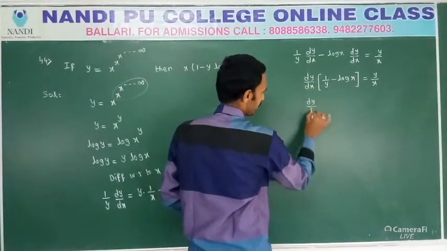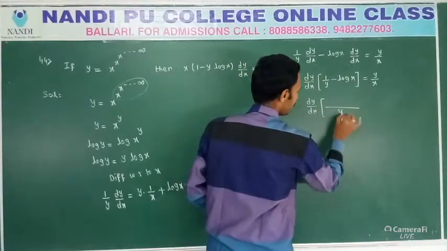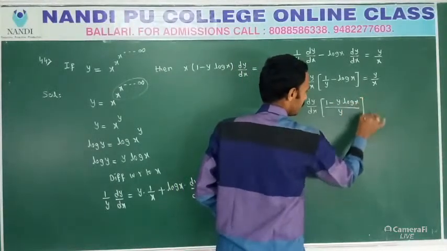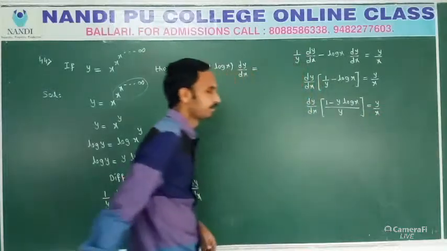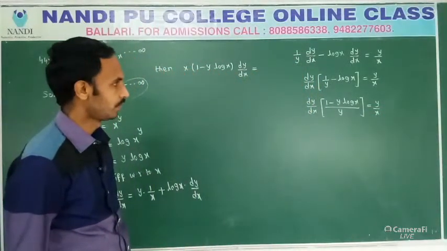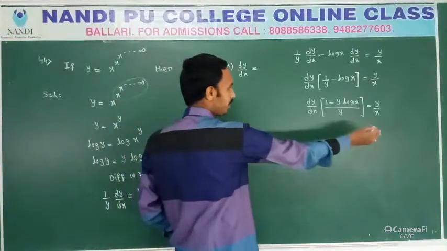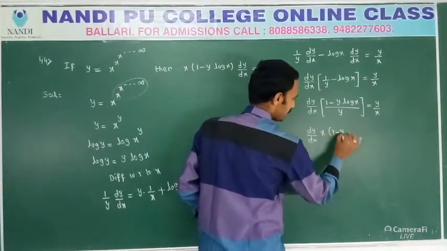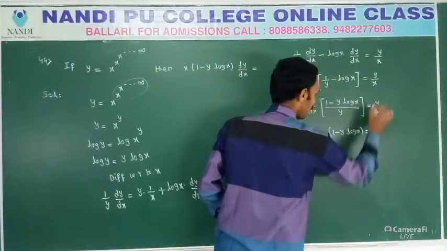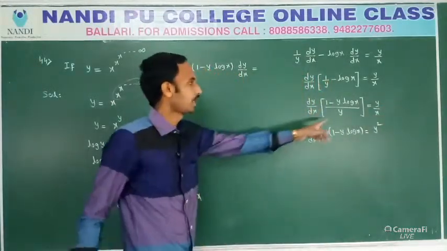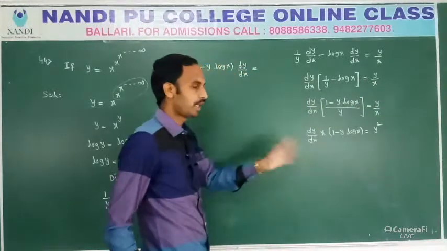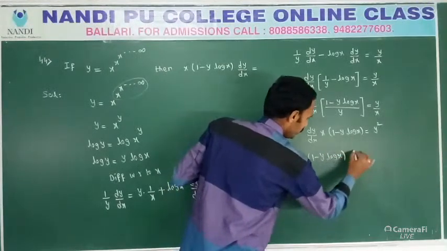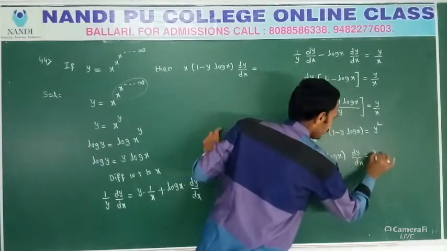Dy by dx into, in the bracket take LCM. LCM is y. Numerator: 1 minus y log x, over y, is equal to y by x. Okay, then cross multiply: dy by dx into x into 1 minus y log x is equal to y into y, which is y square. Write in order: x into 1 minus y log x into dy by dx is equal to y square.